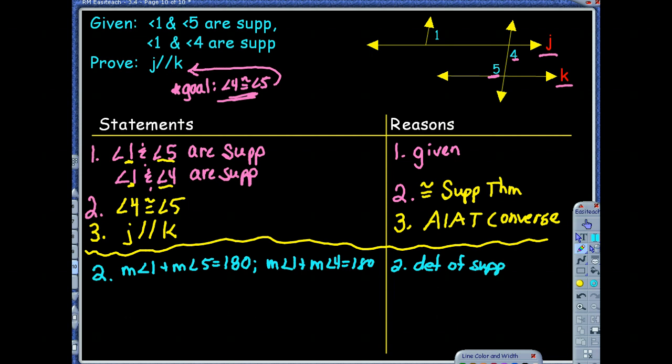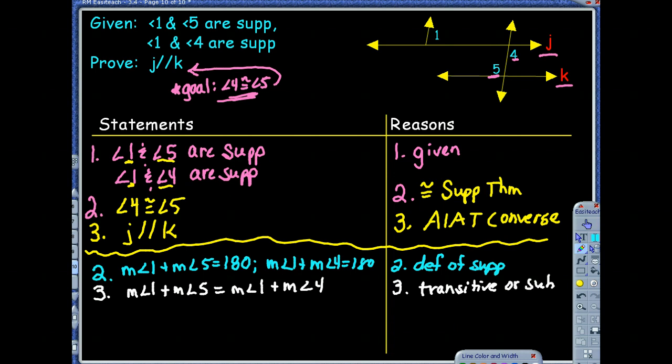If two things are equal to the same value, they both equal 180, so they equal each other, and I can make one big equation: the measure of angle 1 plus the measure of angle 5 equals the measure of angle 1 plus the measure of angle 4. That's the transitive property. Could someone use substitution here? Yes, you could put this in place of the 180. It's equality again.